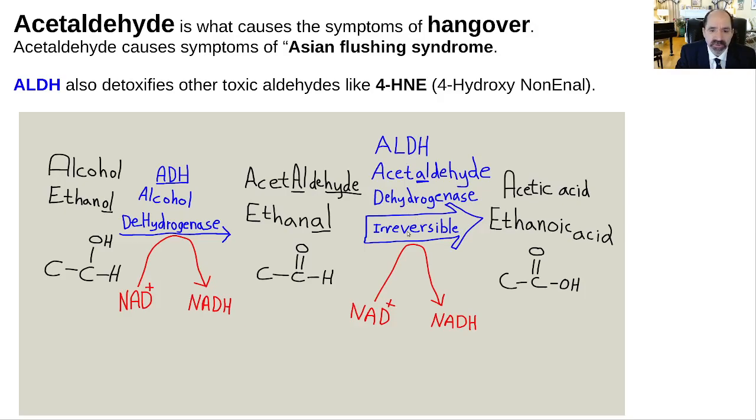This reaction step is irreversible. It also produces NADH, and that's an important theme, that a lot of NADH gets produced by this alcohol metabolism. This acetic acid or ethanoic acid is not toxic. It's a carboxylic acid because the carbon has a double bond to oxygen and then has also an attachment to a hydroxyl group, an alcohol group.